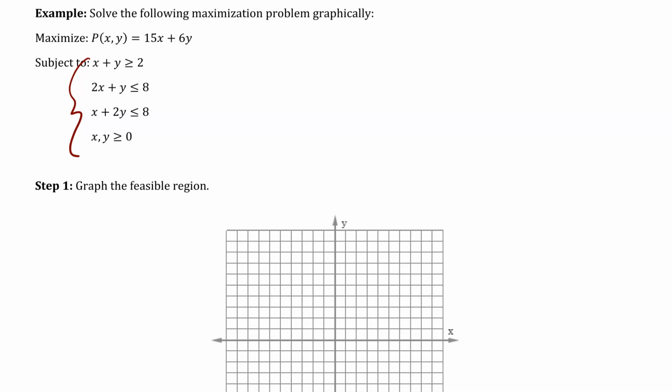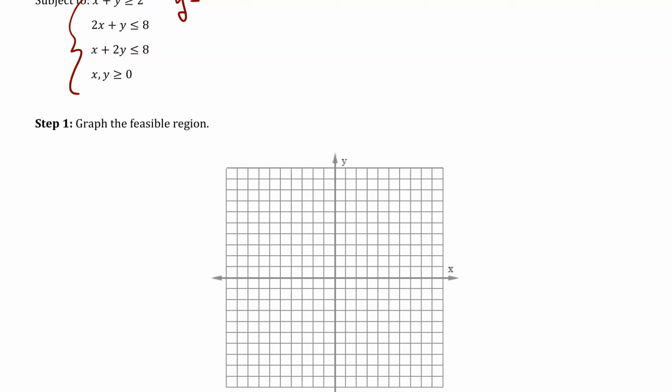So graphing them includes graphing a line and shading the region either to the left or right or above or below. So this first constraint I will graph will be y is greater than or equal to negative x plus 2. So you see all I did there was isolate y so that I could graph it in the form y equals mx plus b. So let's go ahead and do that.